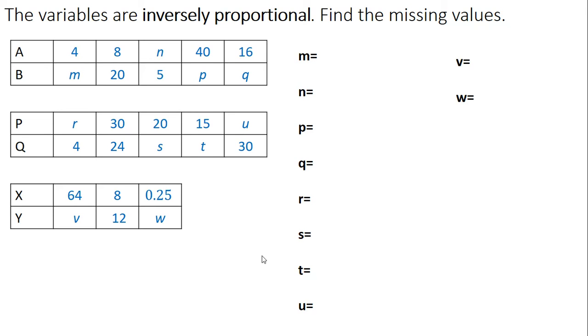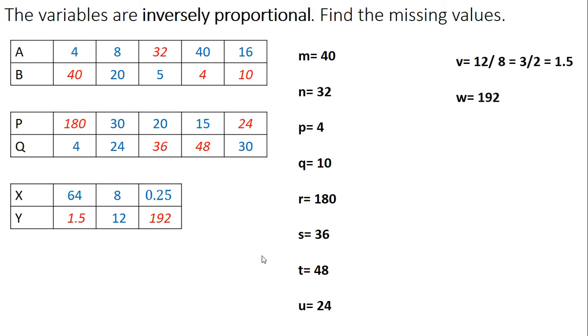Okay then guys, so here are the solutions for you. So for the first one, we'll notice that to go from 8 to 4, we've divided by 2. So for the other one, we need to times by 2. And you can also see that every single time our pair of values times is to 160. Okay.